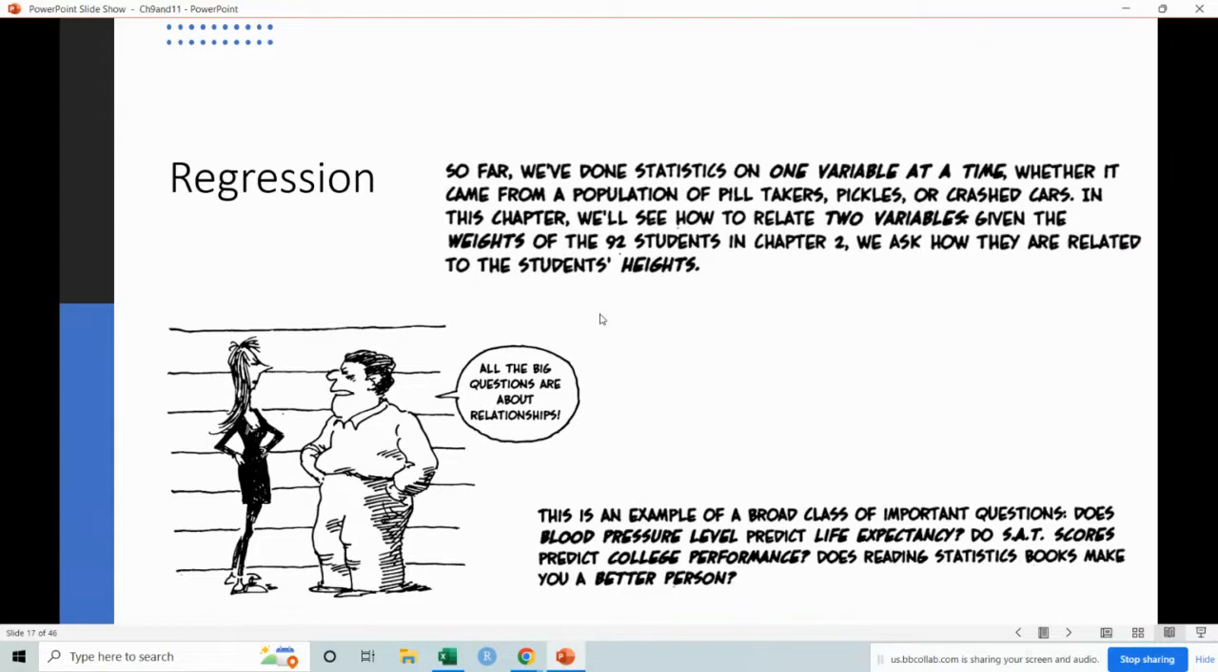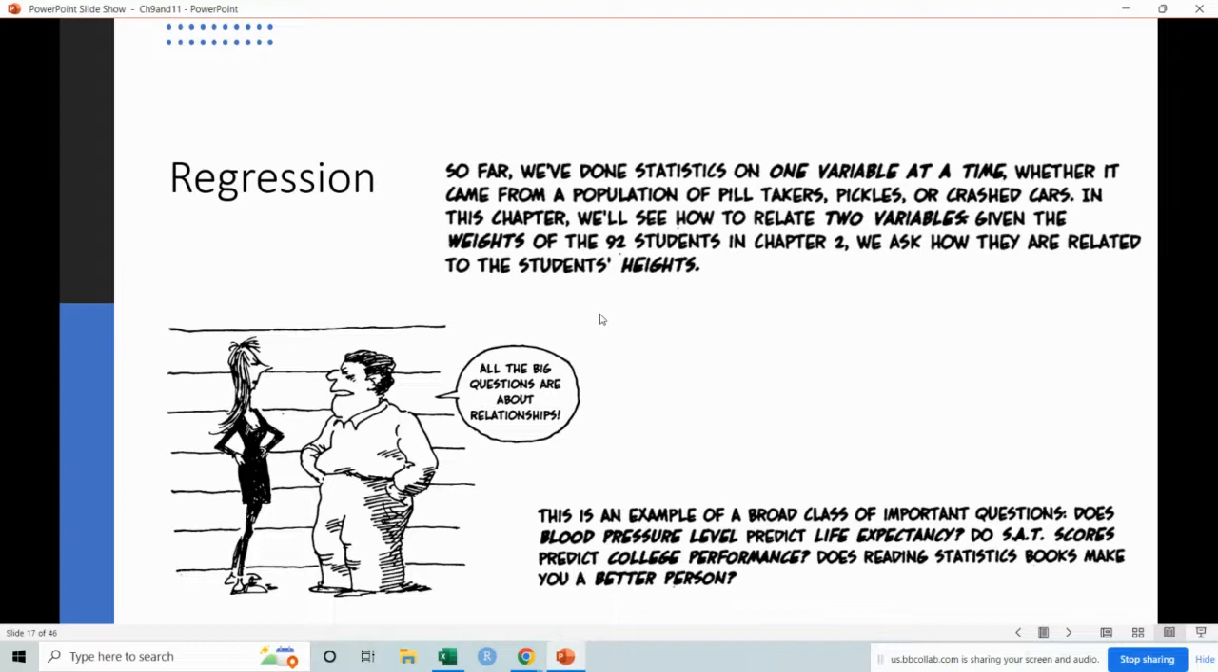some more regression. So far, we've done statistics on 1 variable at a time, whether it came from a population of pill takers, pickles, or crash cars, several weeks ago. In this chapter, we'll see how to relate 2 variables. Given the weights of the 92 students in chapter 2, we ask how they are related to the students' heights.